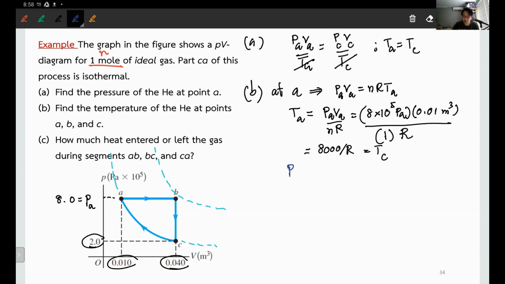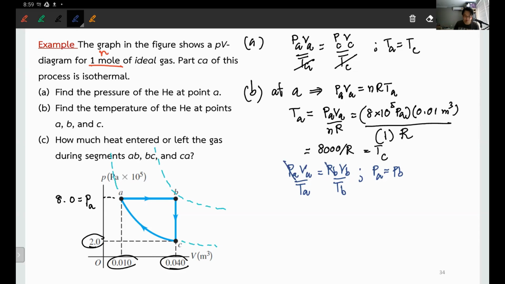I can pick A, for example. So P_A V_A over T_A is going to be P_B V_B over T sub B. And now when you compare A and B, the good thing is they're sharing the same pressure. They're lying on the same pressure. It's an isobar, A and B. So the pressure at A and pressure at B is the same. I can just cross them out. So now the ratio between the volume and the temperature has to be fixed.